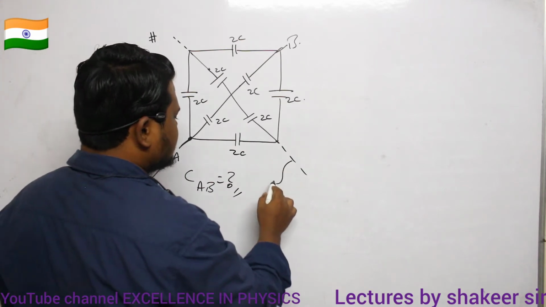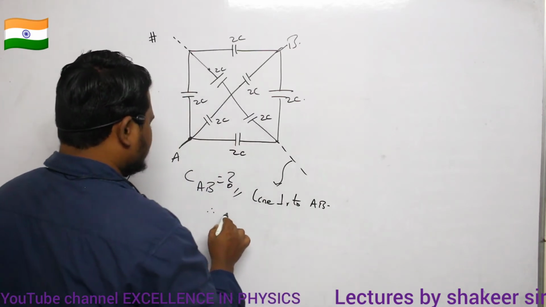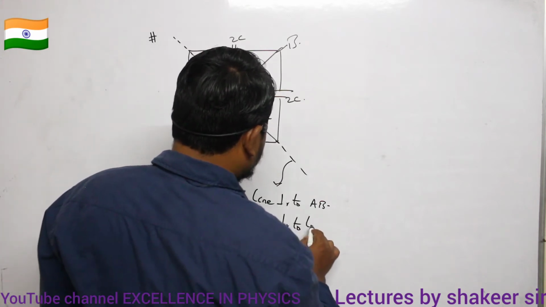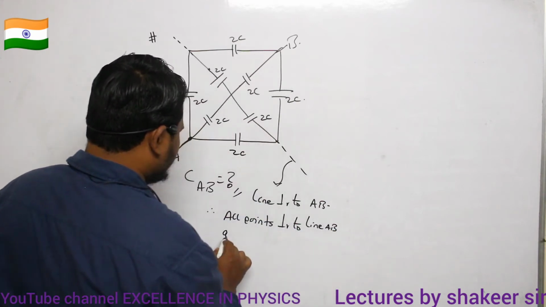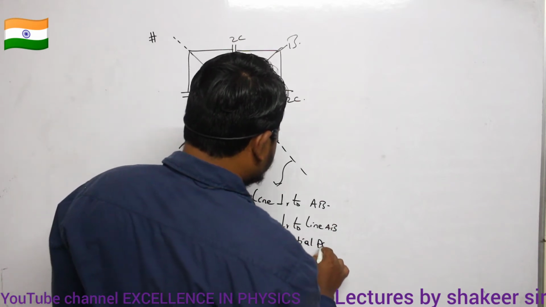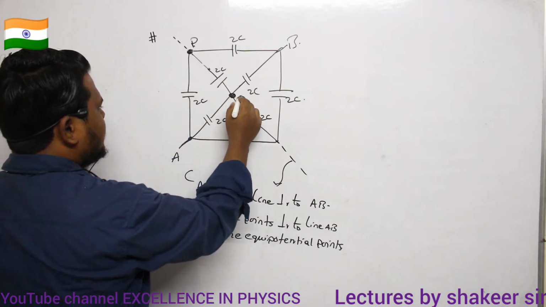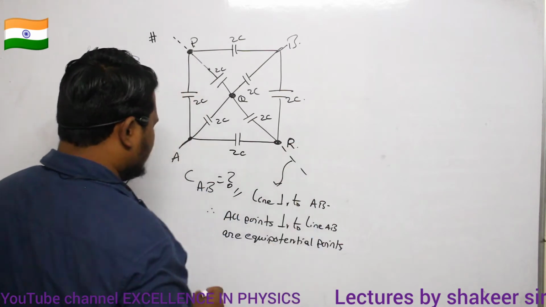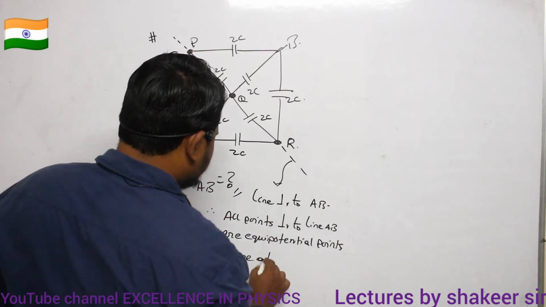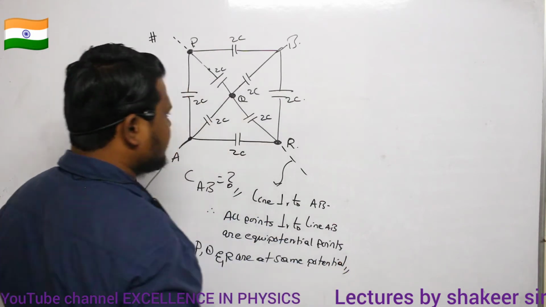Clear? So what is this line? This is the line perpendicular to AB. So therefore all points on the line perpendicular to line AB are equipotential points. So if I name this point P, this point Q, and this point R, therefore what I can write? I can write P, Q and R are at the same potential. That is the meaning of this.